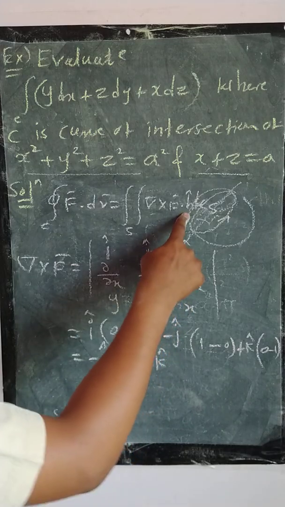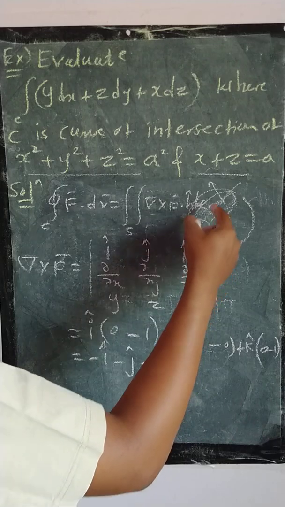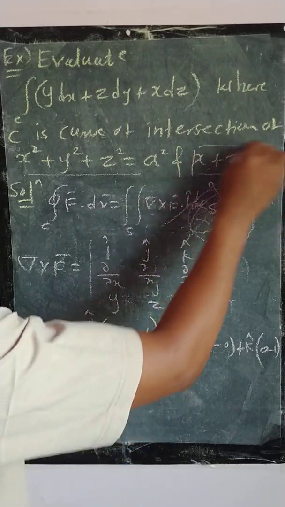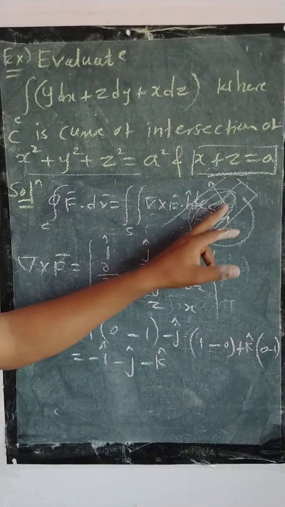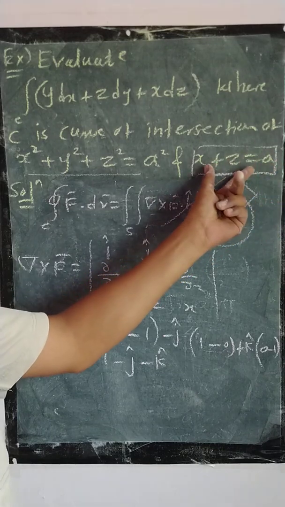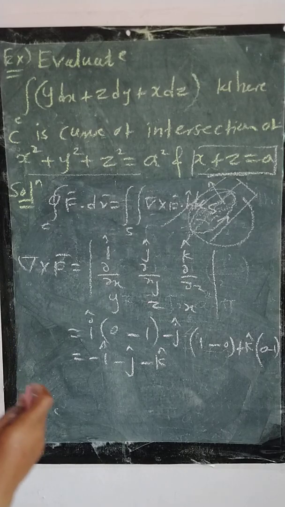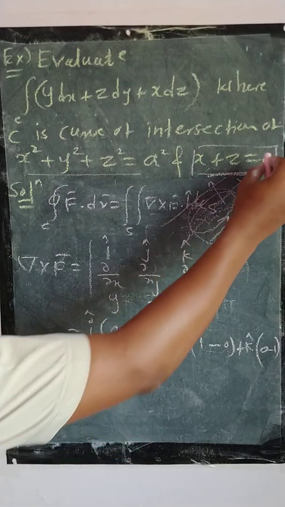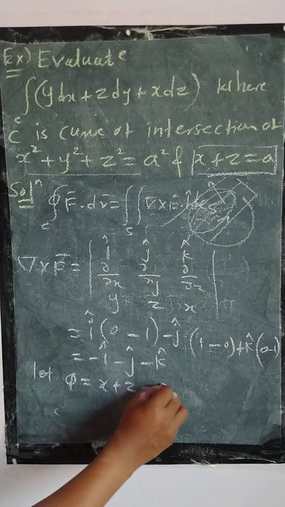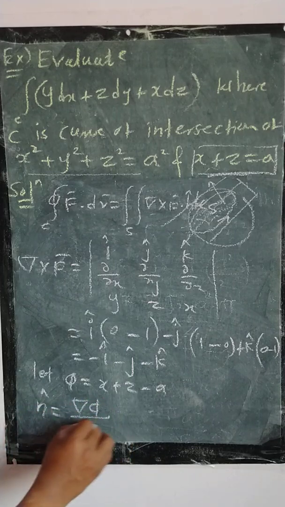So therefore del cross f bar is minus i cap minus j cap minus k cap. Now this n cap is the normal vector to the surface. The circle lies on the plane x plus z equals a, so this normal vector is normal to that plane. As we know how to evaluate the normal vector to a plane, suppose we denote the plane by phi, so let phi equal x plus z minus a. Therefore n cap will be del phi upon mod of del phi.